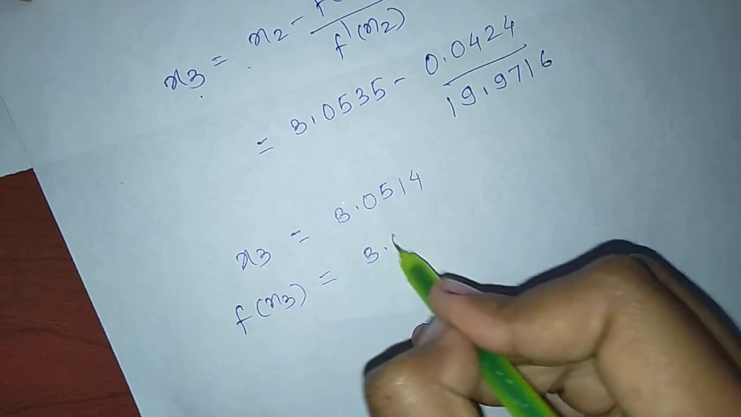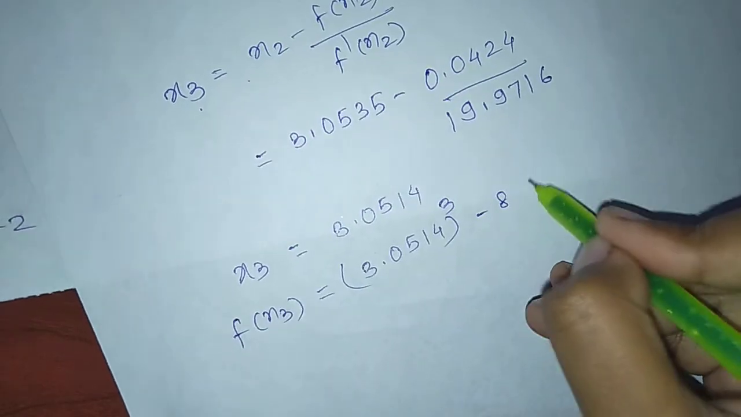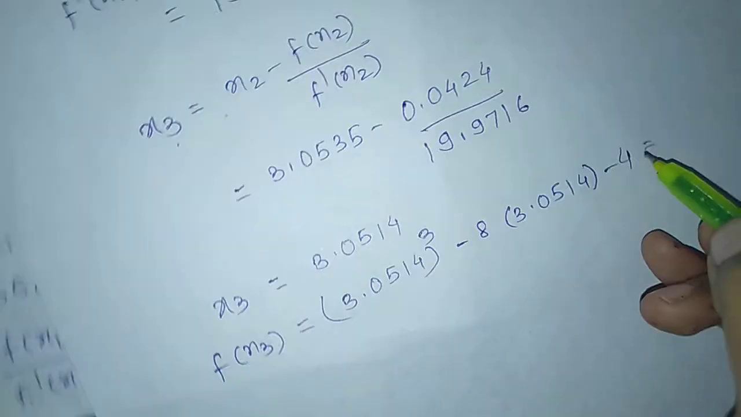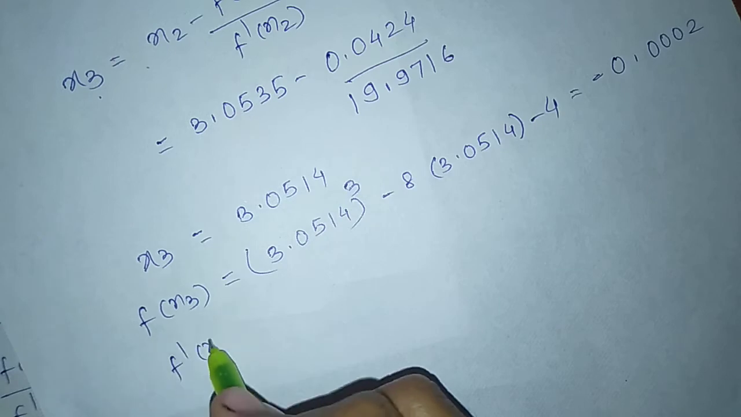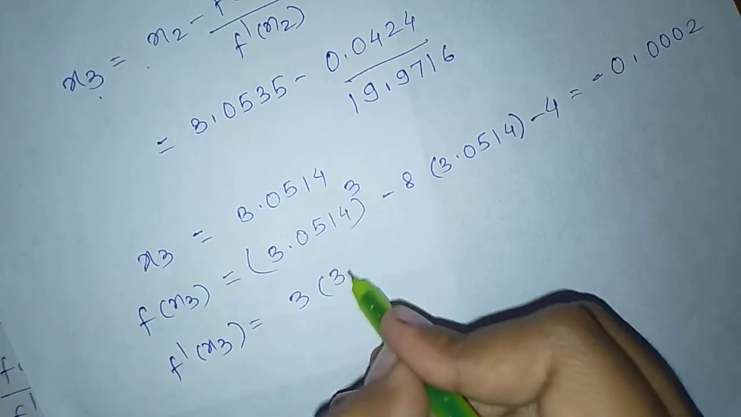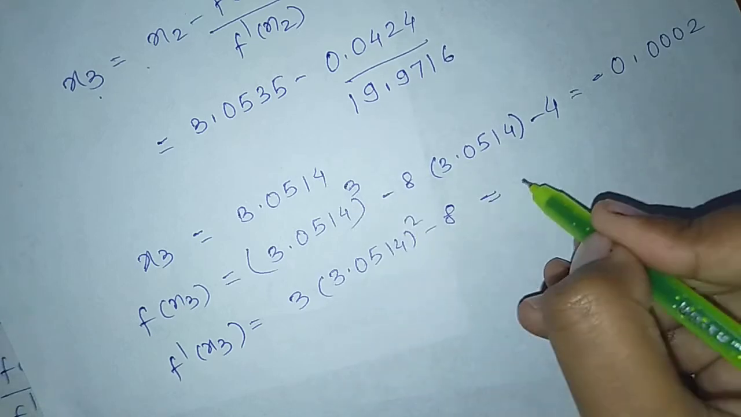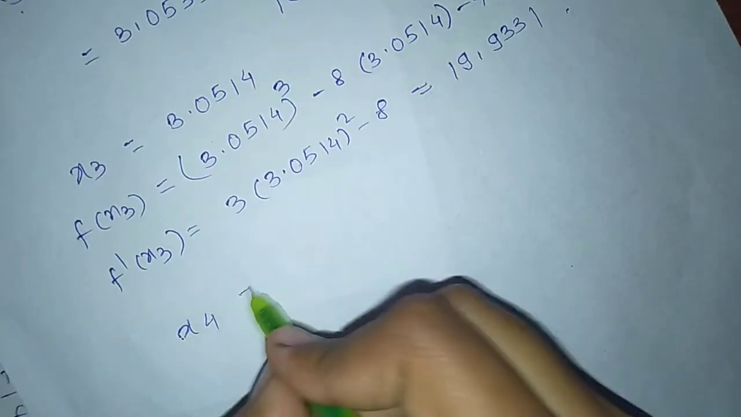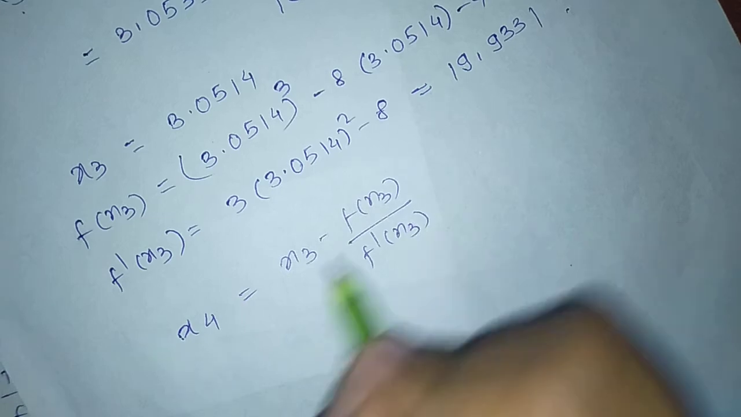f of x3 is 3.0514 cube minus 8 into 3.0514 minus 4, equal to minus 0.002. f dash of x3 equal to 3 into 3.0514 square minus 8, equal to 19.9331. Now calculate x4 equal to x3 minus f of x3 upon f dash of x3.